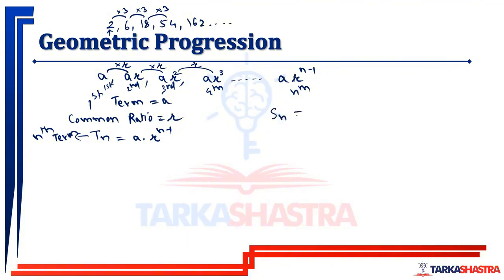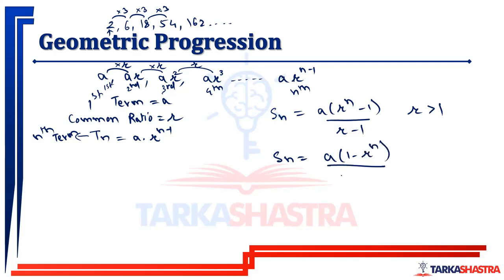Now the sum of n terms will be a into r raised to n minus 1 upon r minus 1 when r is greater than 1. The sum of n terms will be a into 1 minus r to the power n upon 1 minus r when r is less than 1. And the sum of infinite terms will be a upon 1 minus r, and the range of r should be 1 to minus 1.